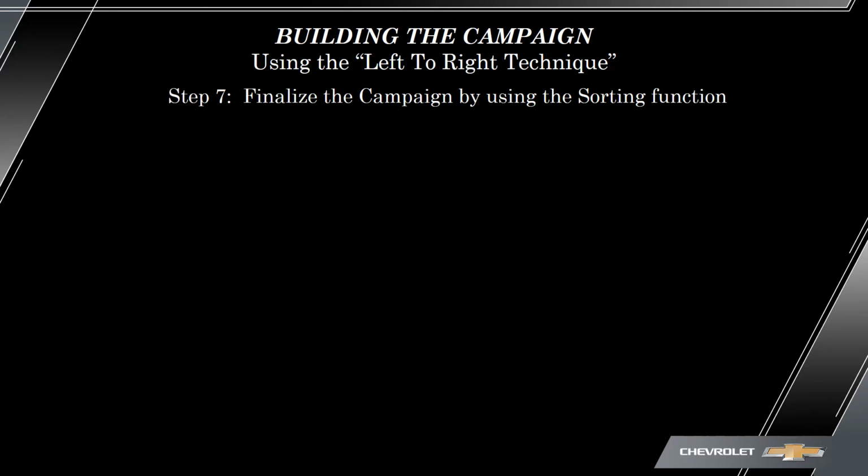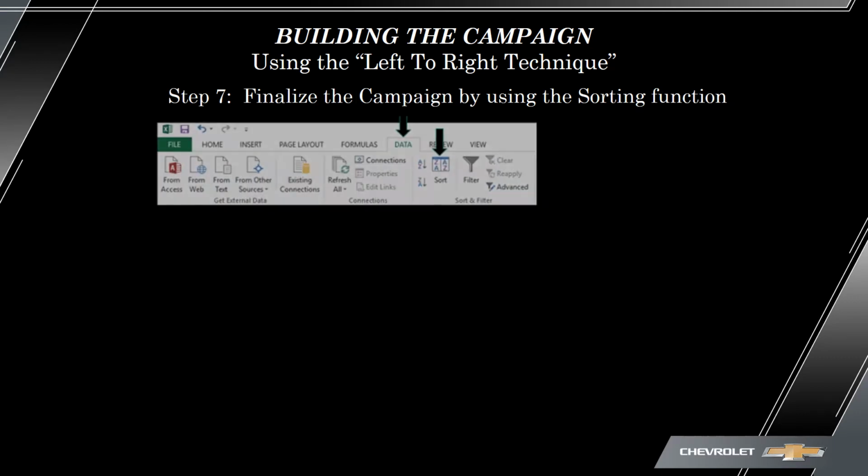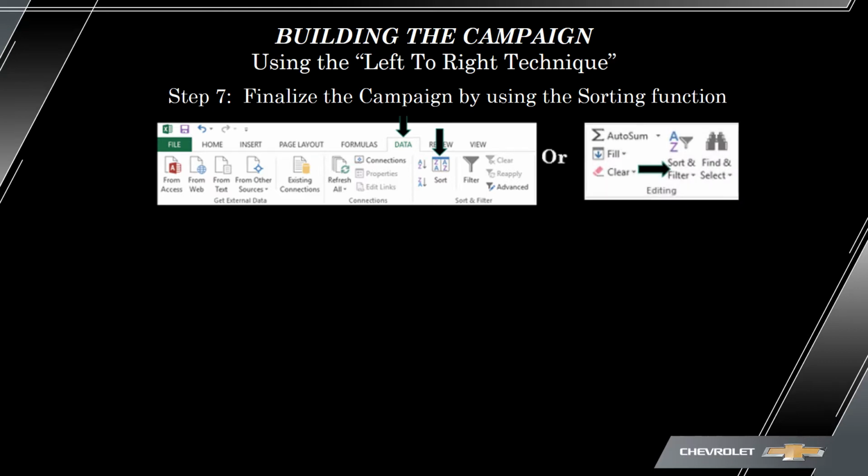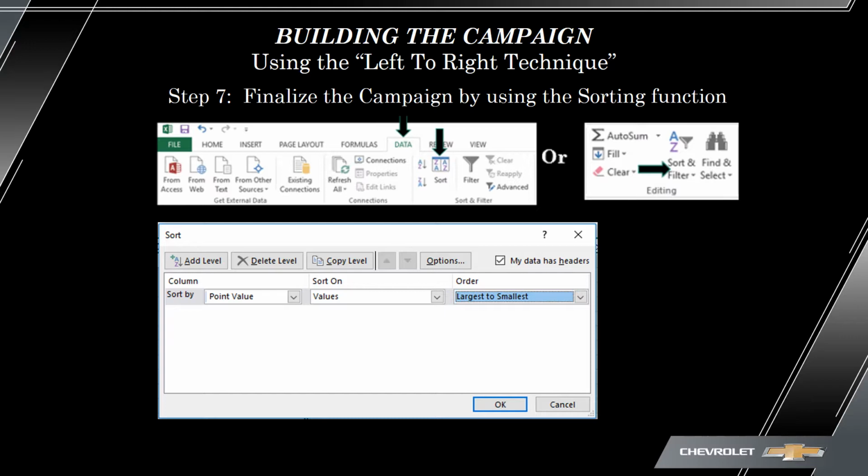Finalize the campaign by using the sorting function. You do that very similar to how you did the filtering function. Go to the top left, again hit data, except this time you'll hit sort, or to the right, again go to sort and filter. In this case, you would select the sort option. And here's how you sort.